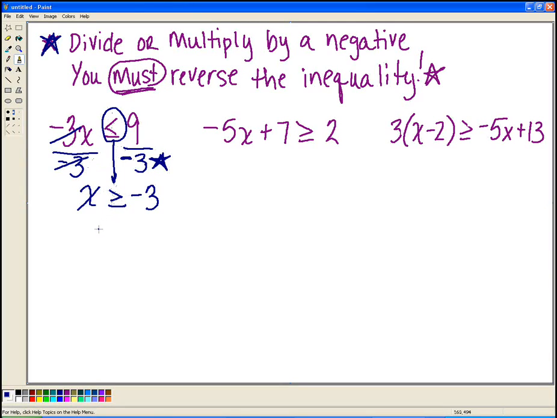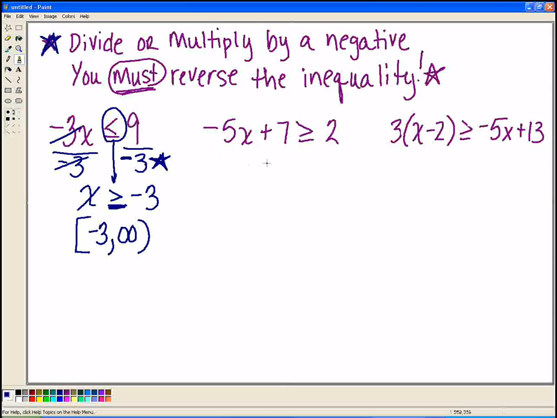So now I'm ready to write this in interval notation. Okay, what's the smallest value x can take on? Negative 3. What is the largest value x will take on? It's infinity. And now notice I have an equal sign, so I'm going to use the square bracket. And with infinity, I always use an open bracket. Let's move on to the next question.